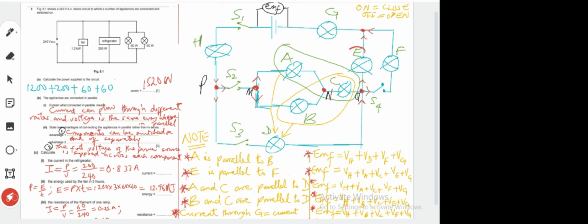We can say that E and F are in parallel. Why? When current from here, Q, splits, this is F and this is E. Current from Q poured into two routes. Some went through here, some through here, and they combined again at this junction, which I can call any letter, Y.